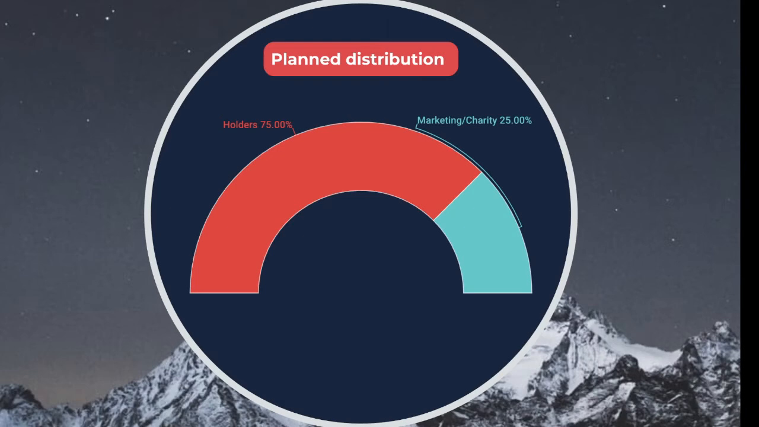So again, no one is actually excluded. Every single holder, it doesn't matter if you're a small holder or a big holder, every single holder is a very, very important part of the business.